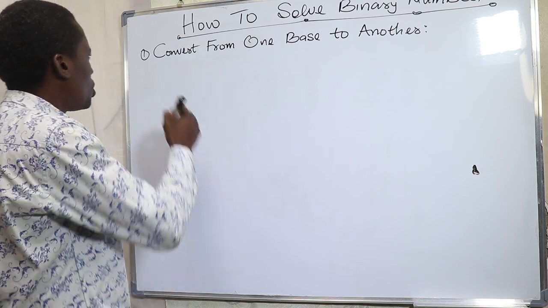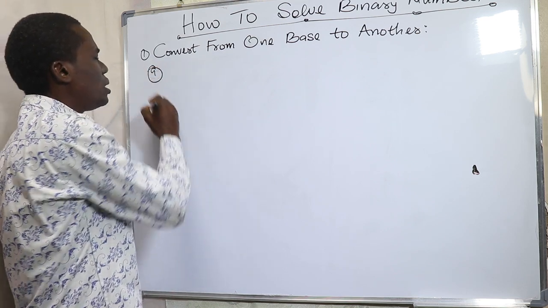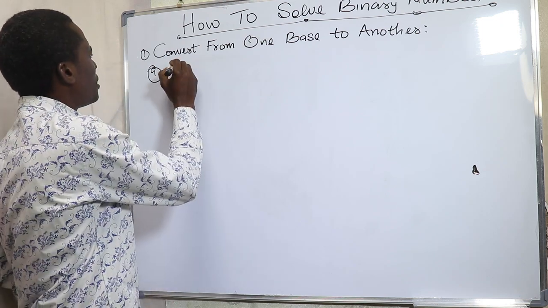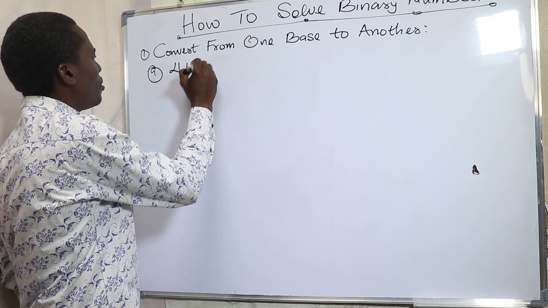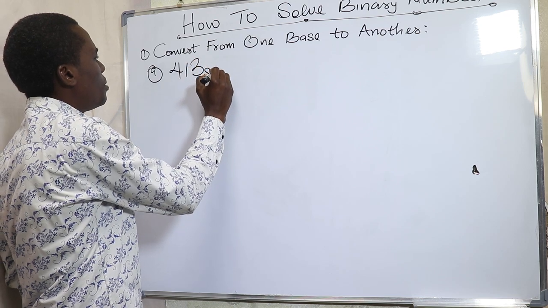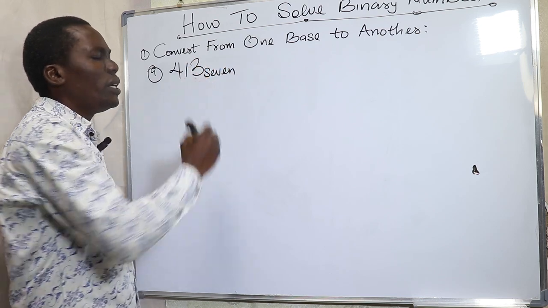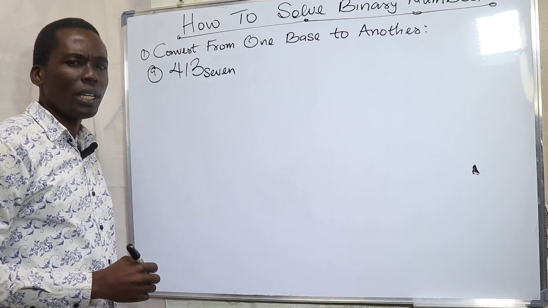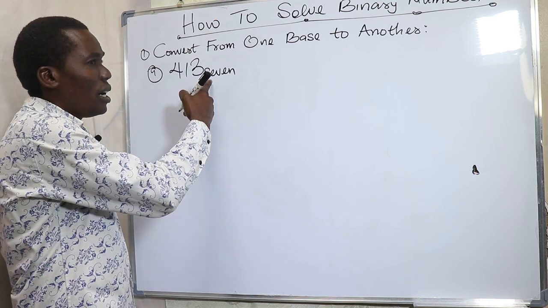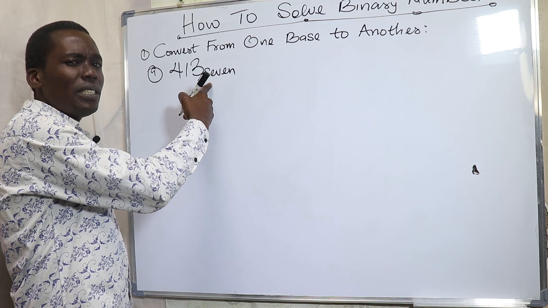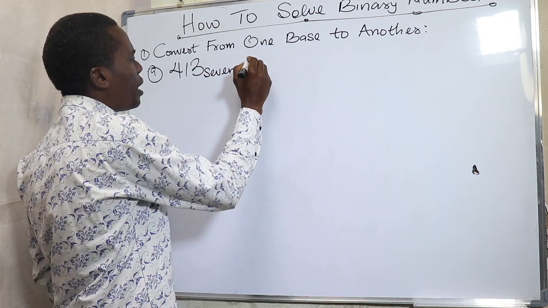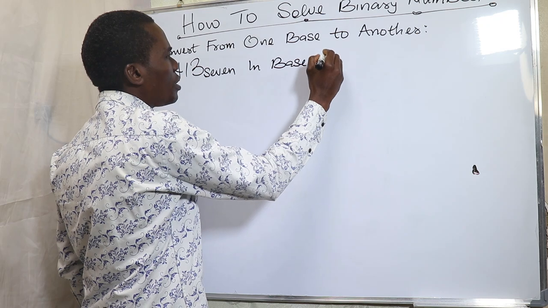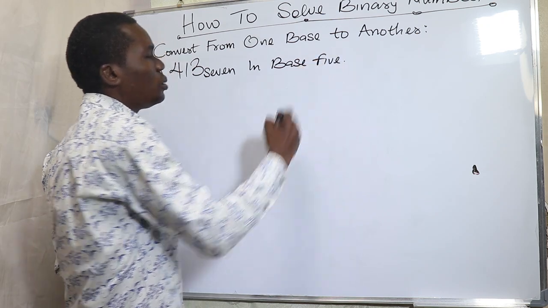We're going to look at this with just one example. And what is the example? If you're asked to convert 413 base 7, remember the base is always written in figures, and then you're asked to convert this to a number in base 5. Now what do you do?